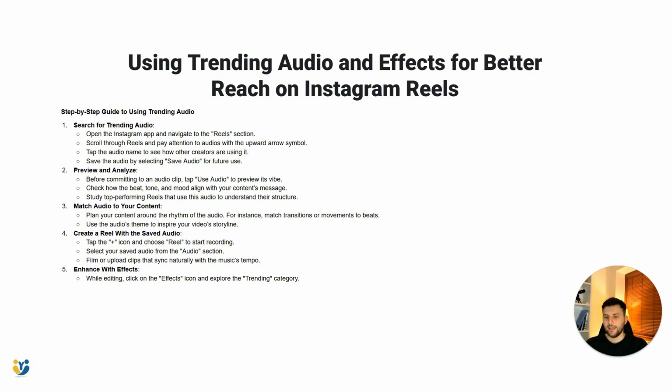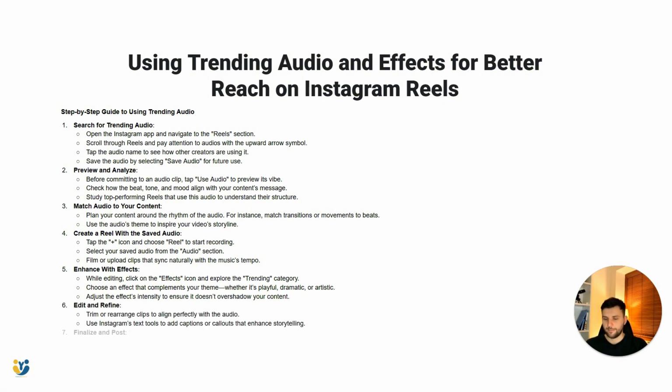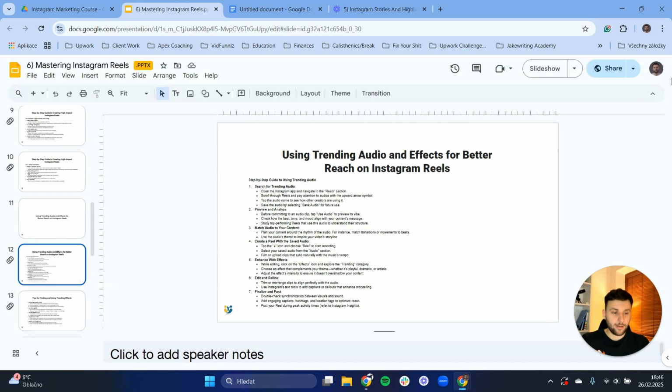The next thing you should do is enhance with effects, right? While editing, you can click on the effects icon and explore the trending category. Choose an effect that complements your theme, whether it's playful, dramatic, or artistic. That doesn't matter. Just adjust the effect's intensity to ensure it doesn't overshadow your content. Then edit and refine. And the last thing, finalize and post. Make sure that you double check synchronization between visuals and sound. And that is pretty much that.